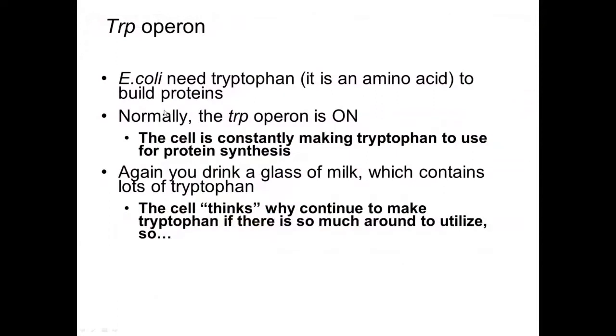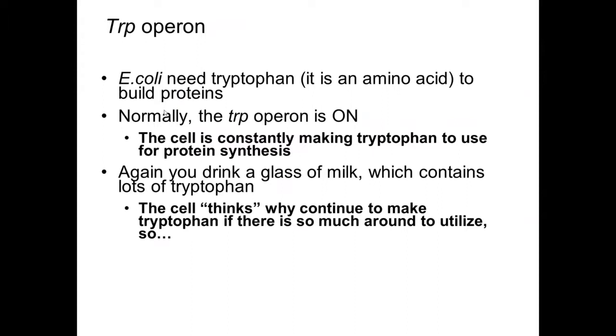But imagine if I drink a glass of milk or I eat turkey, right? So you probably associate turkey with tryptophan. And now the E. coli in my system are just bathed in tryptophan. Would you still want to make tryptophan if there's gobs of tryptophan available to you? No, right? I'm not going to make brownies if my neighbor brings me over a plate of brownies, right? I'm going to eat the ones my neighbor brought me.